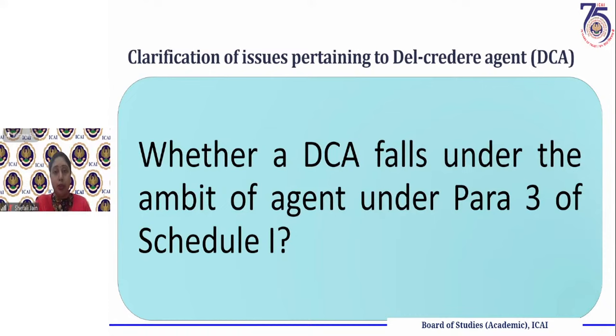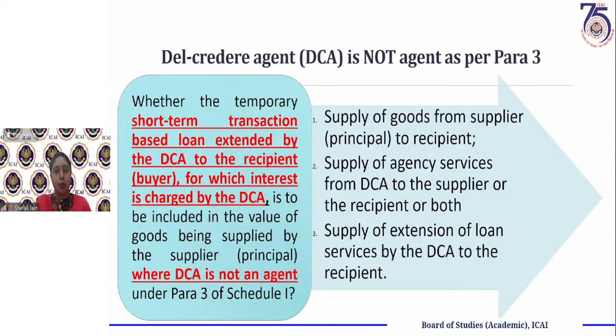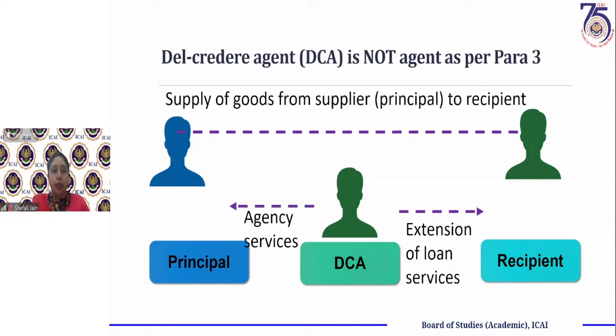Now, whether this will be a supply or not, that we have to see. Suppose the del credere agent is not an agent as per para 3. Then the doubt which arose was whether the temporary short-term transaction-based loan extended by the del credere agent to the buyer, for which he is charging an interest, will be included in the value supplied by the principal to the buyer. Let us see this example. We are assuming that the del credere agent is not an agent as per para 3. That means invoice is issued by the supplier to the recipient, not by the del credere agent. So the principal is issuing invoice to the recipient.